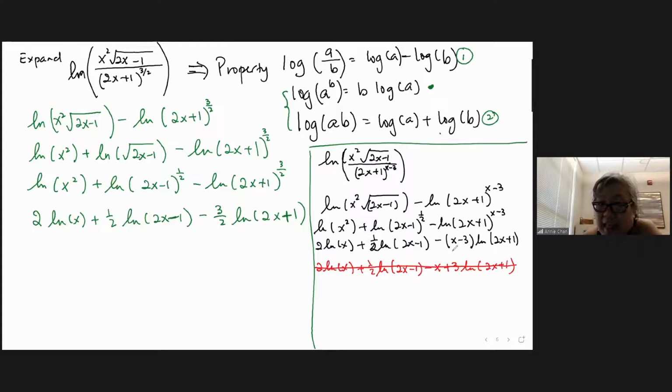So the entire x plus 3 belongs to the entire natural log of 2x plus 1. So what I'm going to do is distribute this natural log into my exponent. So I'm going to rewrite this one as, let's use blue, 2 natural log of x plus 1/2 natural log of 2x minus 1 minus x natural log of 2x plus 1 plus 3 natural log of 2x plus 1. Do you see the difference?